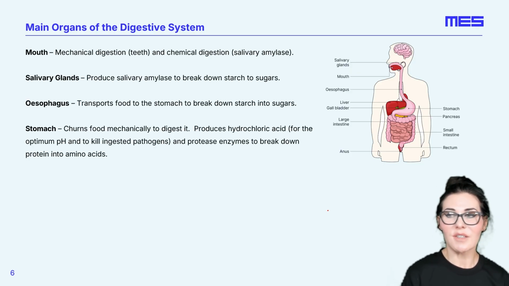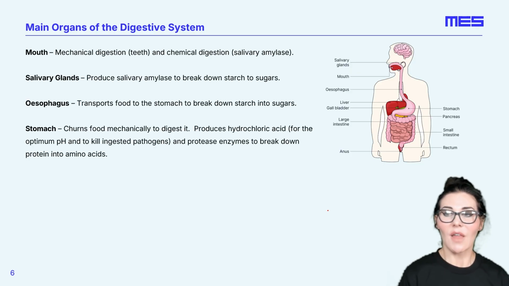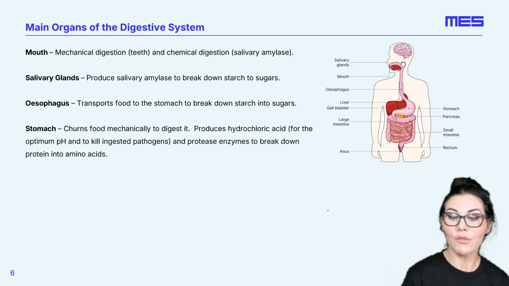Now, the hydrochloric acid and the protease enzymes work together really, because what the hydrochloric acid does is it provides the optimum pH for the protease enzyme to start the digestion of protein in our food into amino acids. And the hydrochloric acid also helps to kill ingested pathogens, i.e. things like bacteria that might have come into our bodies along with our food.